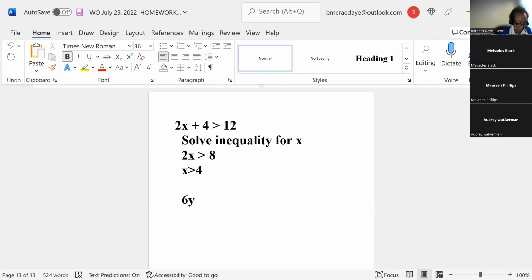6y minus 12 less than 4y plus 16. Now solve that one.